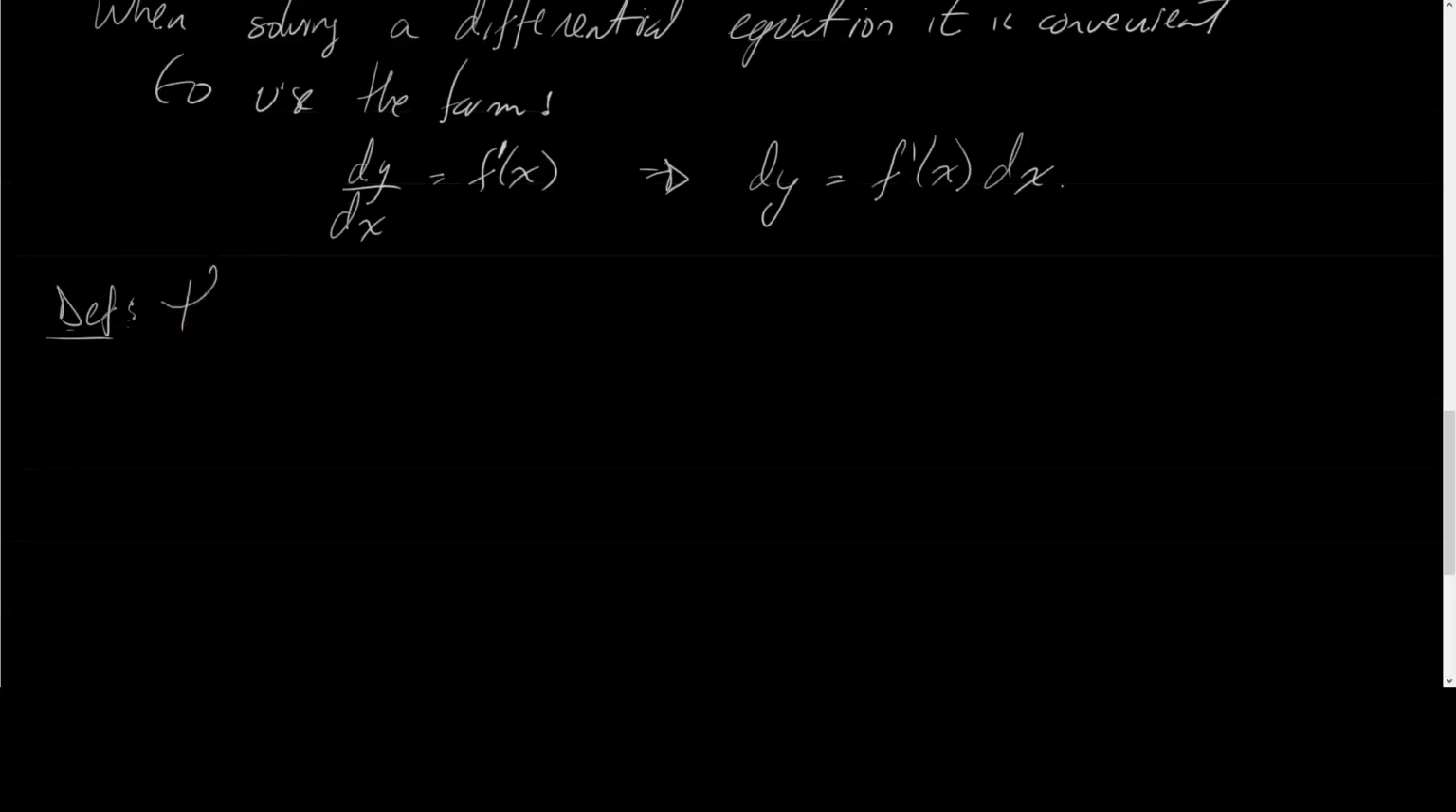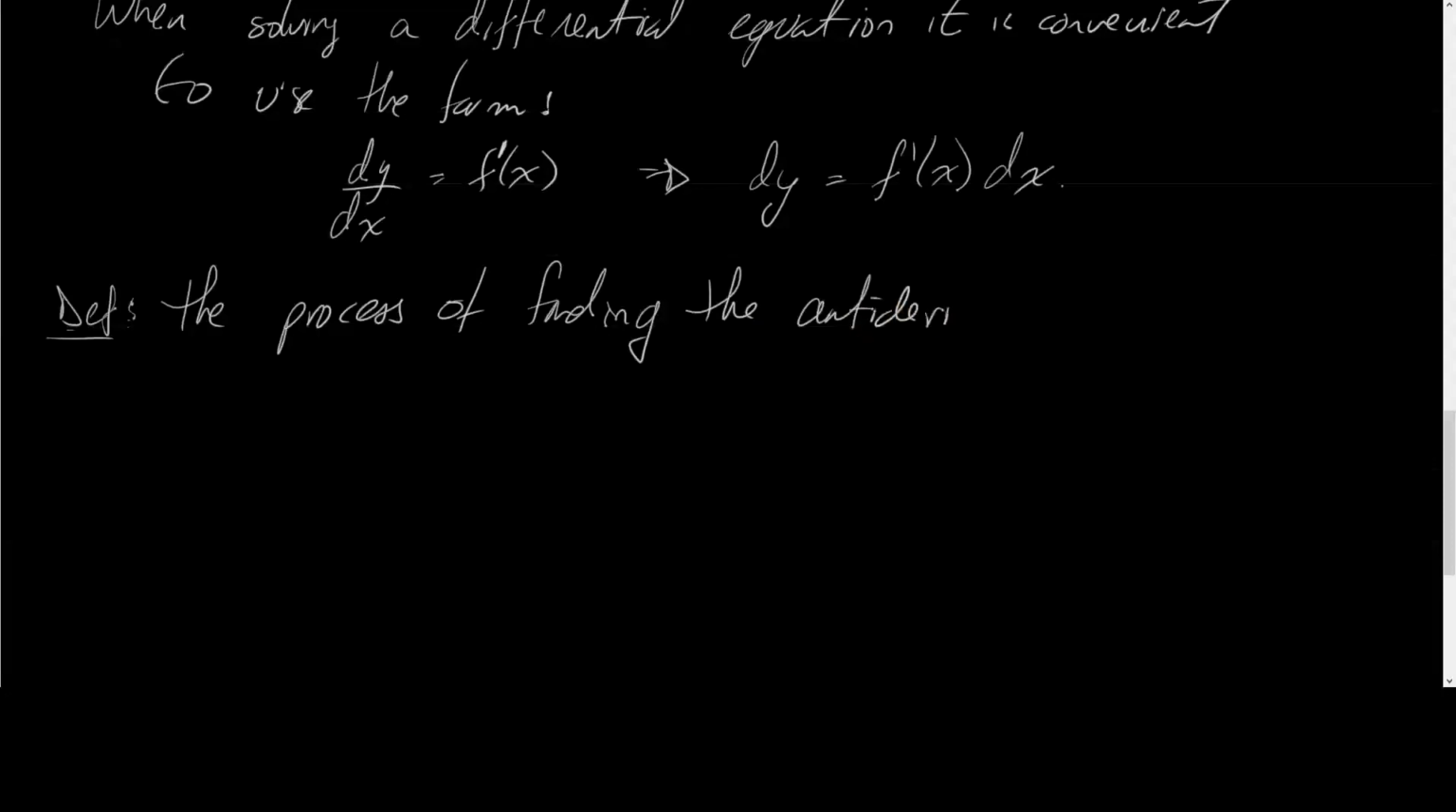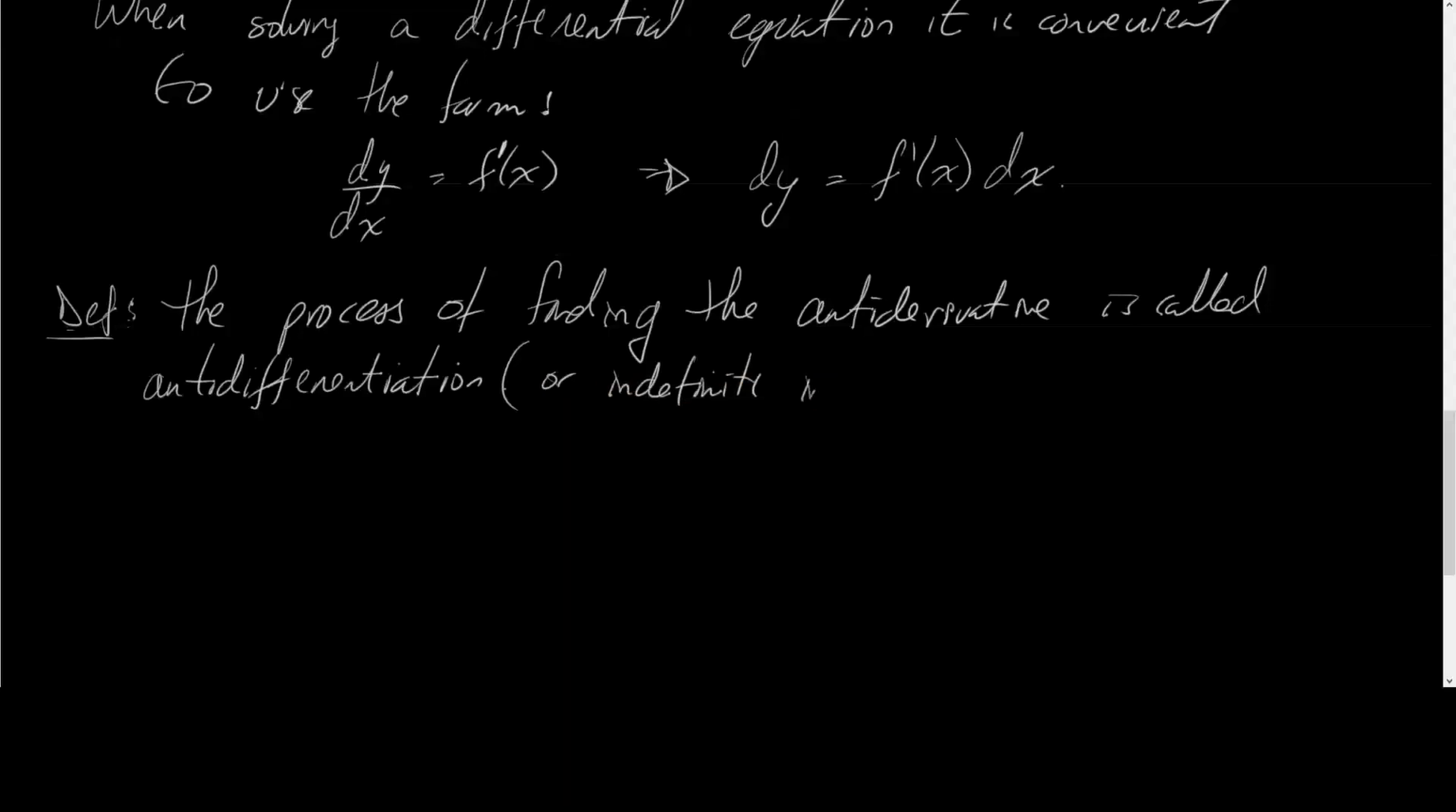The process of finding the antiderivative is called antidifferentiation, which is very, very clever, right? Because the process of finding the derivative is differentiation. So that's that. It's also called finding the indefinite integral, or indefinite integration.